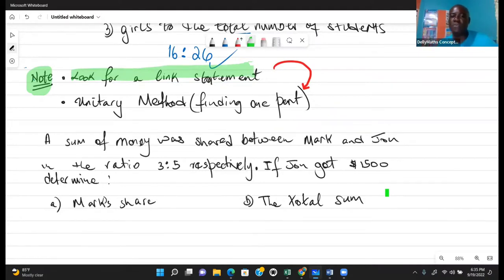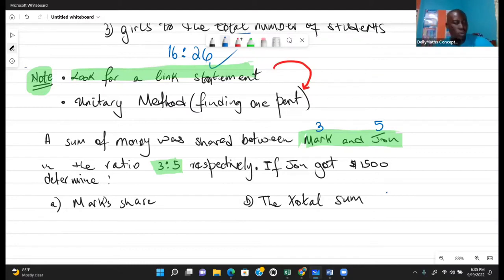So firstly, this says a sum of money was shared between Mark and John respectively in the ratio 3:5. When the word respectively is used, it is basically saying that the order in which the ratio came is going to be linked to Mark and John like that, which means that Mark would have been the one getting the 3 and John getting the 5. That's why it says respectively. So the 3 comes before the 5, just like how Mark's name came before John, right?